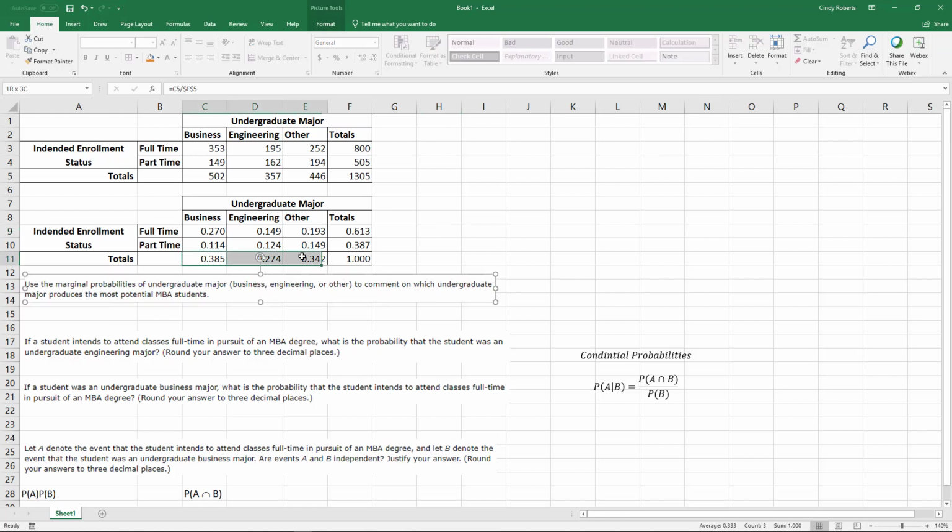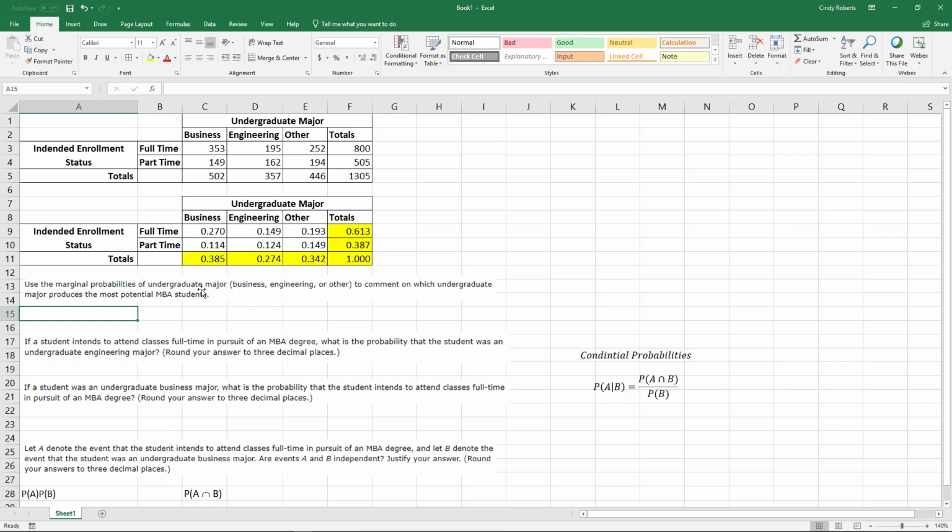It says to use the marginal probabilities. So the marginal probabilities are what you see highlighted. It says of undergraduate major, so I'm looking in the columns, which undergraduate major produces the most potential MBA students? Well, I can definitely see that it's business, because that's the highest value, by simply looking at the majors.